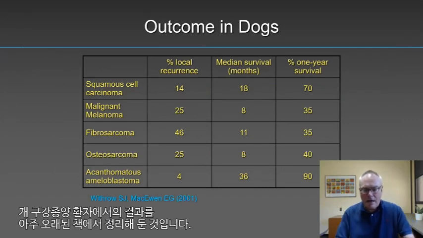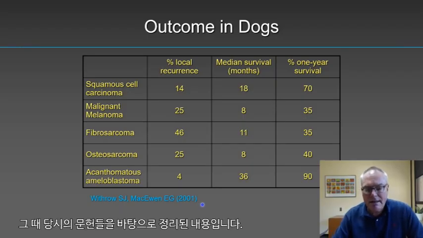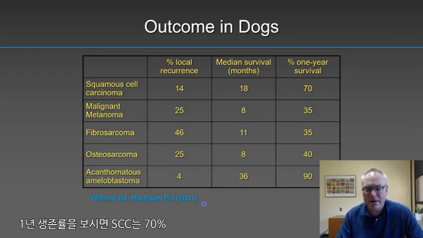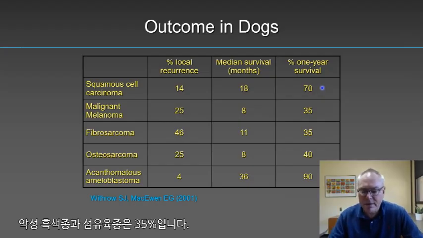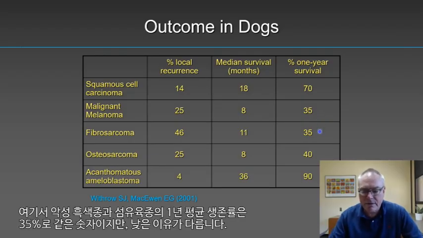Now, what is the outcome in dogs? So this is an older book chapter that summed up what was available in the literature at that time. And they found that the 1-year survival rate for a squamous cell carcinoma was about 70%. The 1-year survival rate for a melanoma was 35%. The 1-year survival rate for a fibrosarcoma was also 35%, but the reason for this low success rate was different.